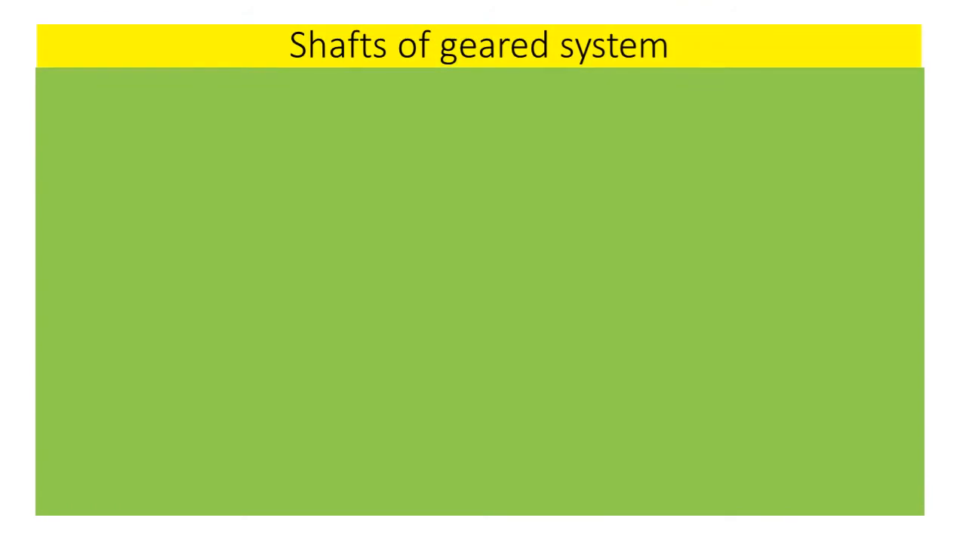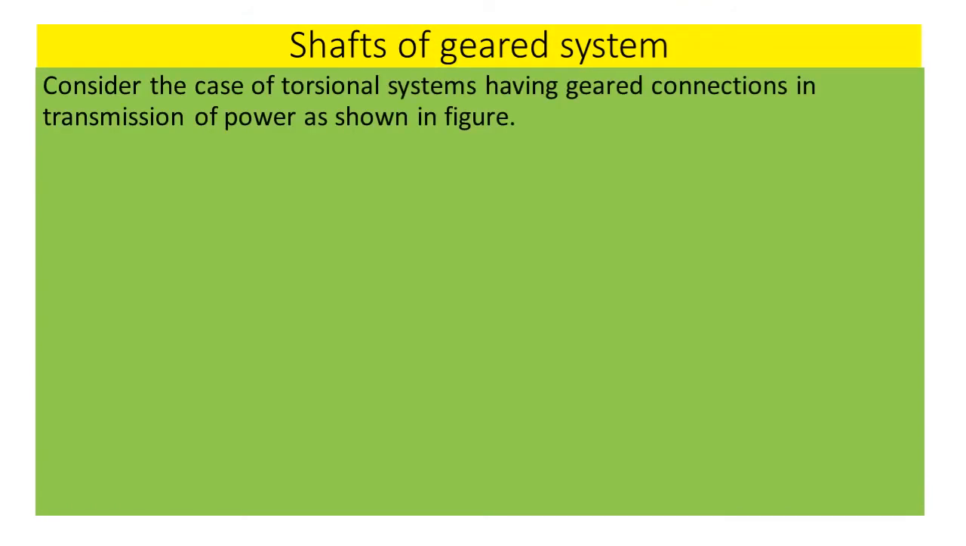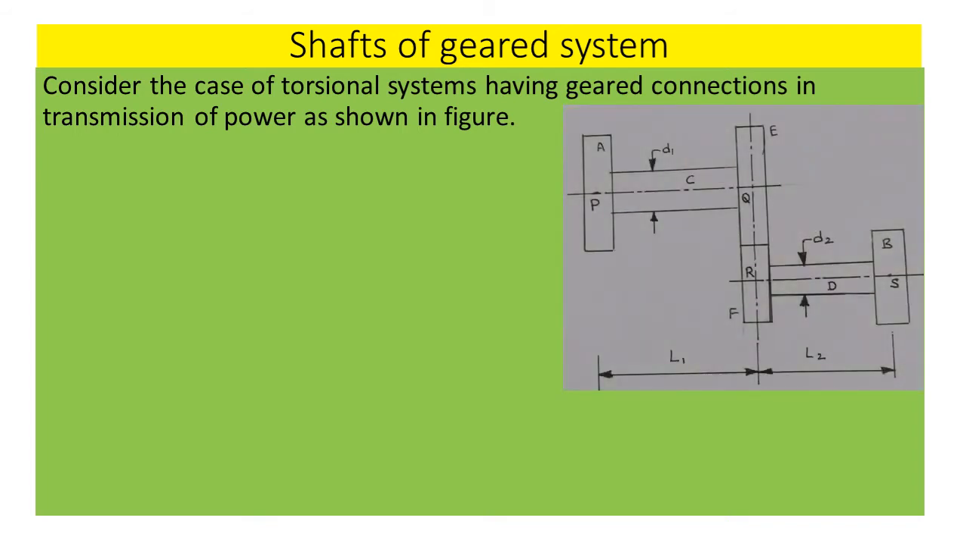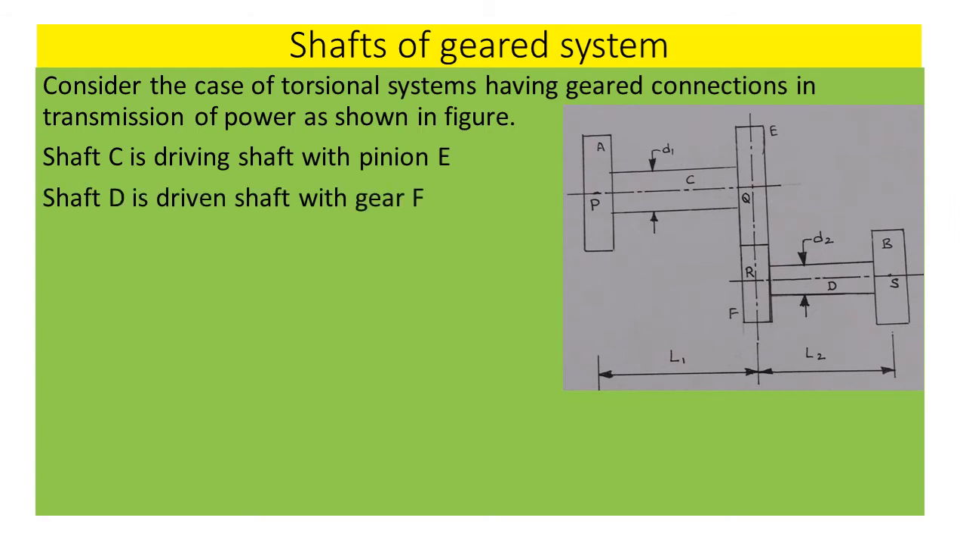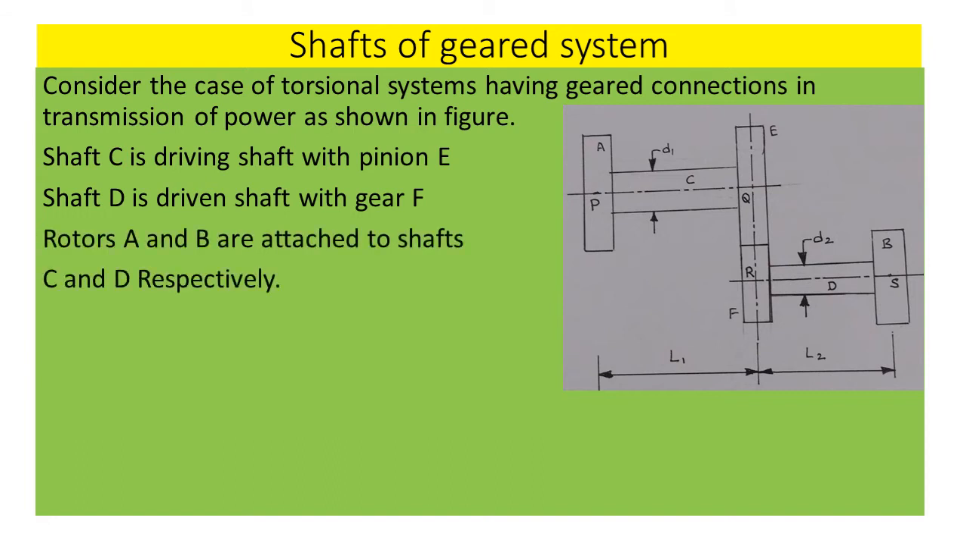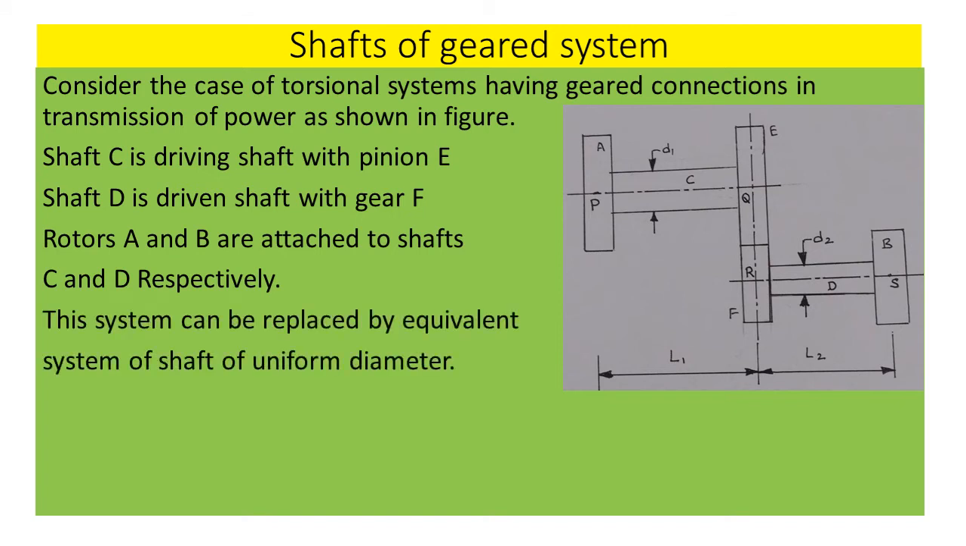Shafts of geared system. Consider the case of a torsional system having geared connections in transmission of power as shown in figure. Shaft C is the driving shaft with pinion E. Shaft D is the driven shaft with gear F. Rotors A and B are attached to shafts C and D respectively.